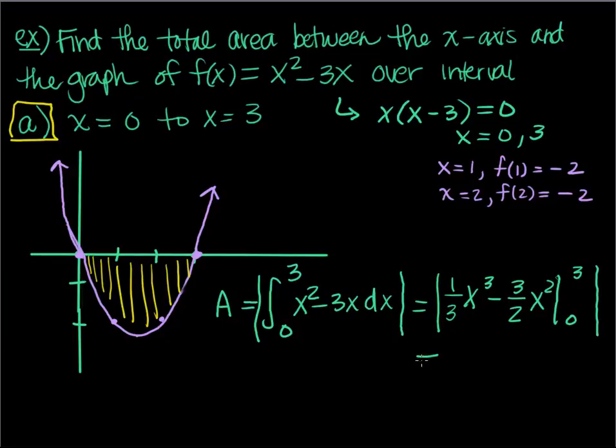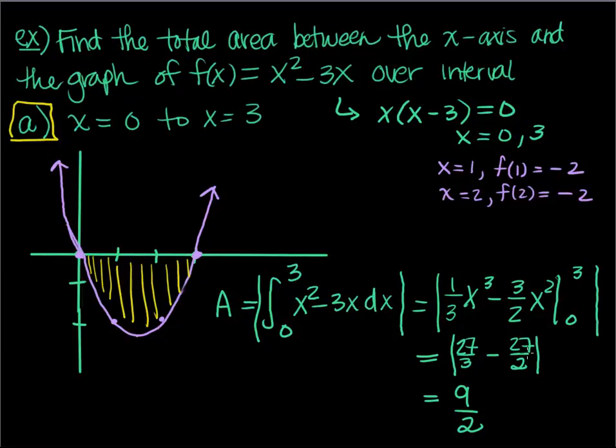So when I plug this in, if I plug in 3, I get 27, right? Divided by 3, which I believe is 9. And then minus 27 over 2. So if you take 9 minus 27 over 2, I believe you get a negative 9 halves. So the absolute value of a negative 9 halves is a positive 9 halves.